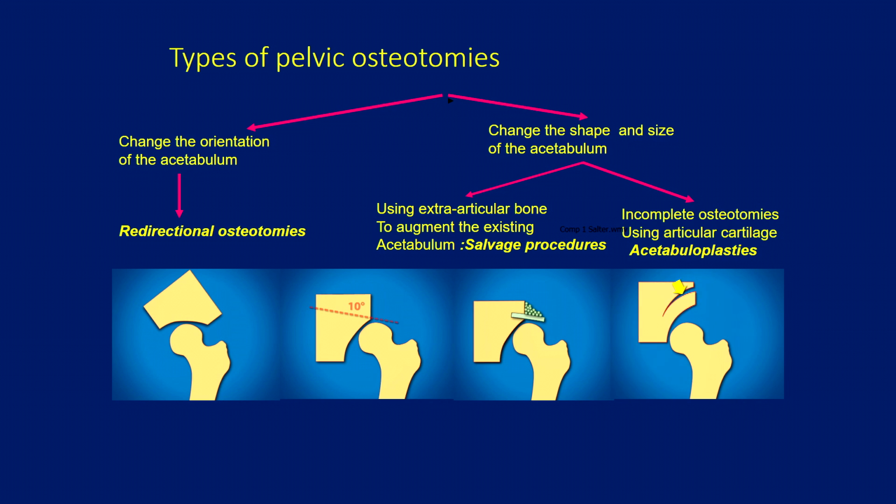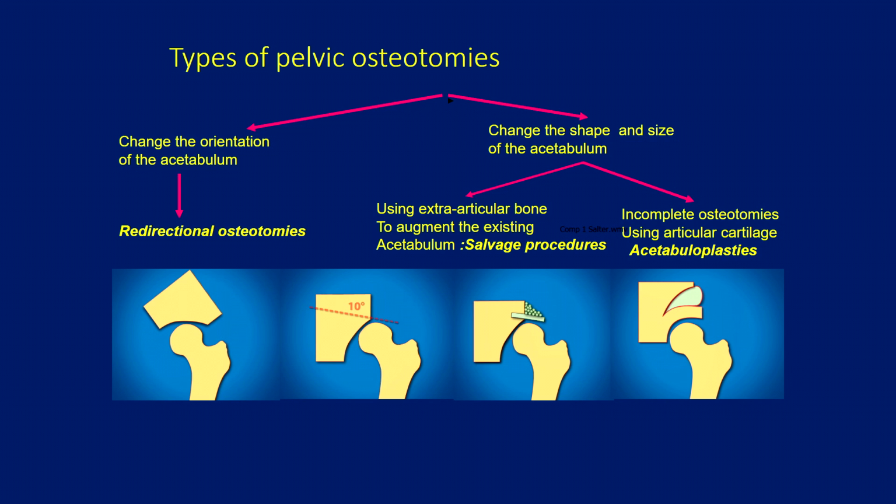It's an opening wedge osteotomy of the acetabulum. So you have your acetabular roof, you do your cut here, you don't complete the whole cut, you lower the acetabular roof, and then you put your bone graft. The Degas osteotomy or the Pemberton, there is lots of description.